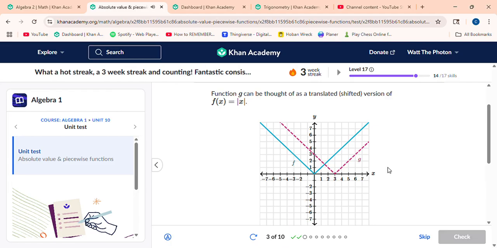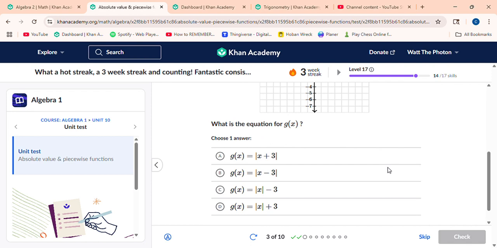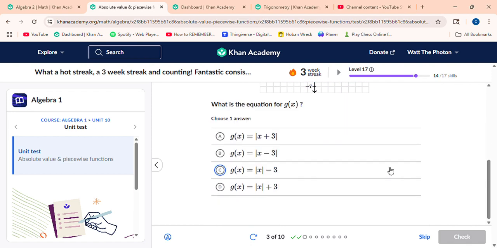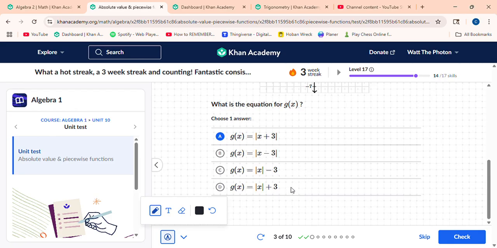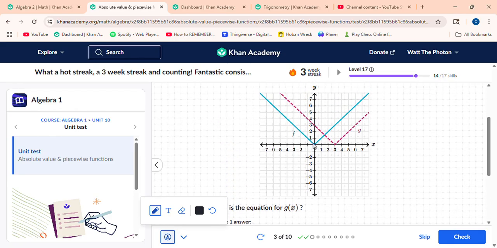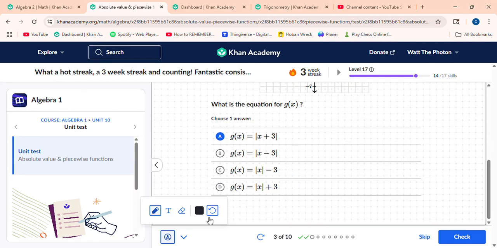Function g can be thought of as a translation, a shifted version of f of x equals the absolute value of x. What is the equation? So if we do nothing, we're changing the y, but if we do this, we should just be changing the x. So if we put this as 0, the absolute value of 3, let's put this as negative 3. So that gets us negative 3. The absolute value of that is 3. So you get 3 plus 3, which is equal to 6.